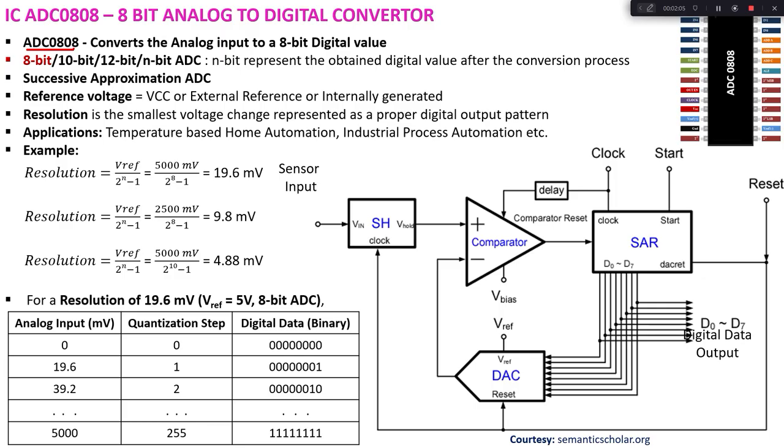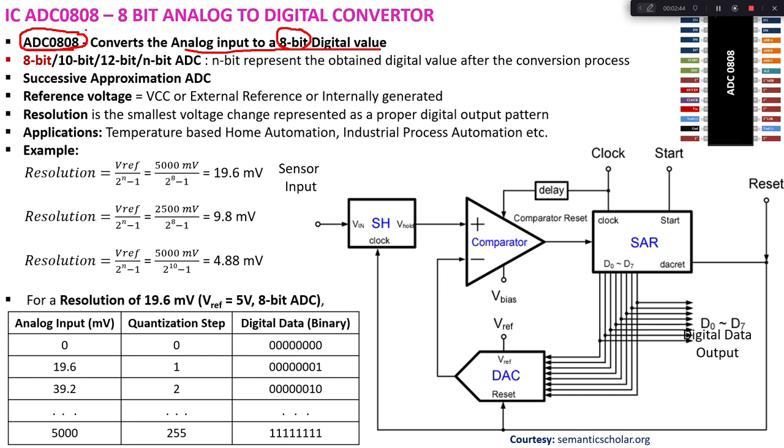In order to do that, we have an IC called ADC0808 which converts your analog input to an 8-bit digital value. After converting the analog data, we will get an 8-bit result. We have different ICs for getting 10-bit, 12-bit, 16-bit results, etc. In this tutorial, I am going to talk about one such IC, the ADC0808, which gives me an 8-bit result after the conversion process.